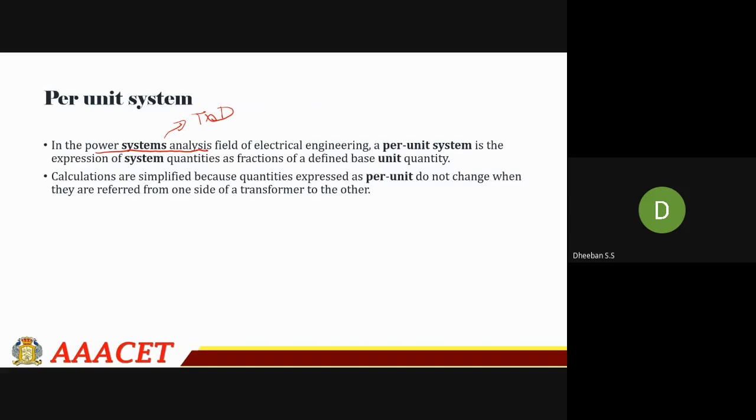For electrical engineering, the per unit system is an expression of system quantities as a fraction of a defined base unit, okay, a defined base unit.